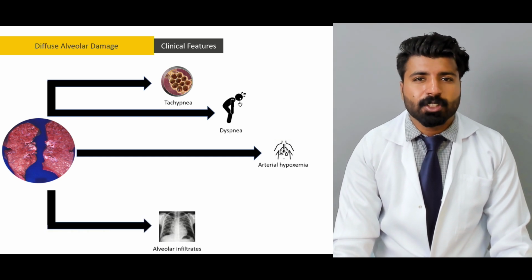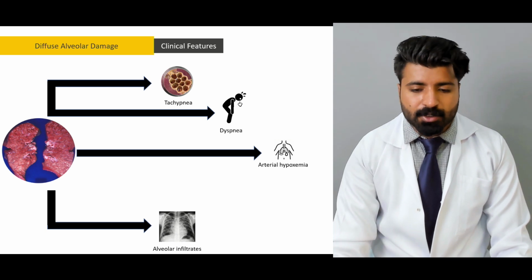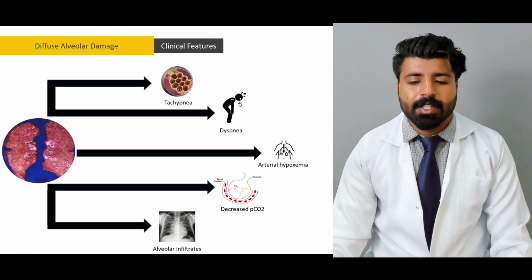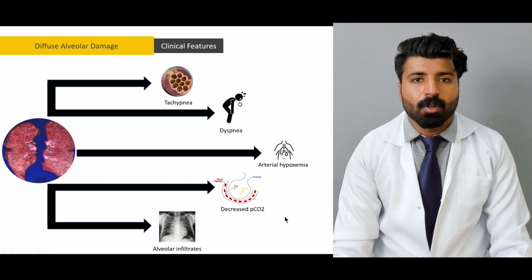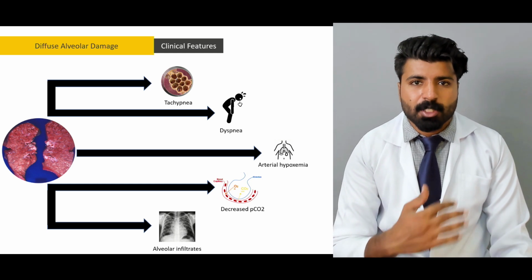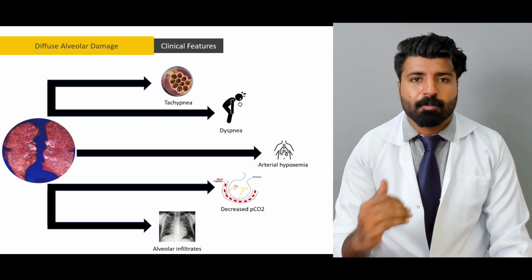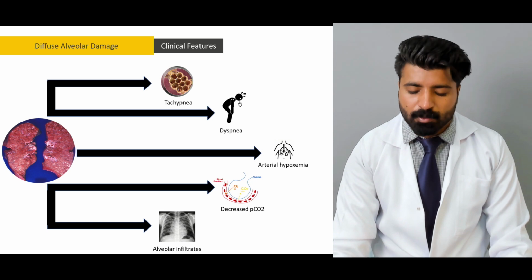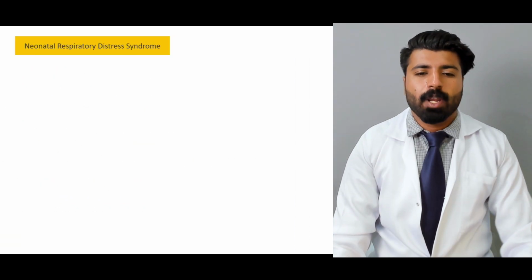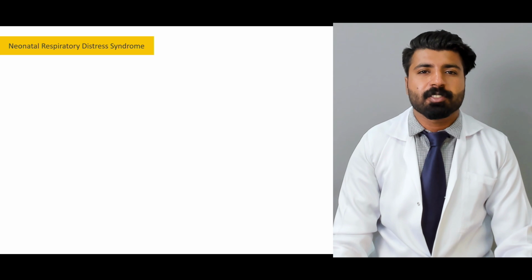When we go for a radiological slide for this patient, we're going to have alveolar infiltrates. And next, we will have a decreased partial pressure of carbon dioxide, because carbon dioxide is going to go out anyway. So some of it may start accumulating, so a change in the partial pressure of carbon dioxide will be happening. Next, we have neonatal respiratory distress syndrome.